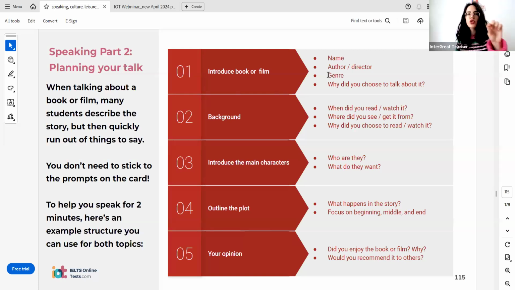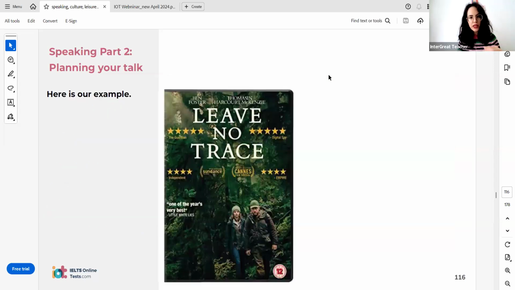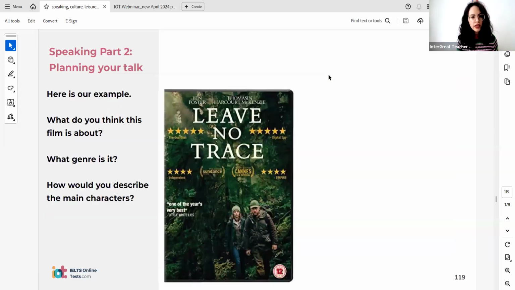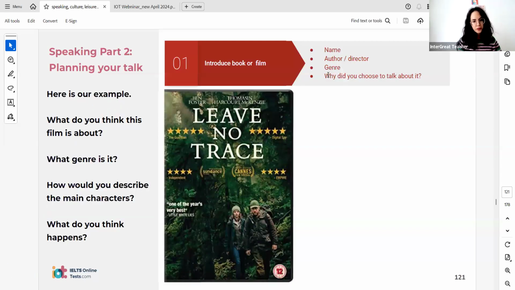So you don't have to stick to the 4 questions on the cue card because, well, it might not be enough, right? So try to follow these 5 steps. Let's take a look at an example.